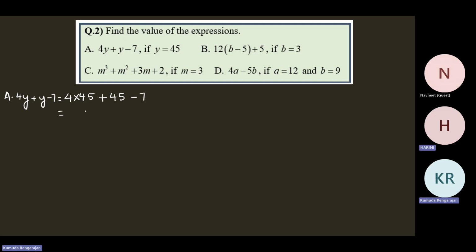So what is 4 into 45? Okay, I'll do it for you. 4 into 45 is 180. Then we should write the others as it is. Plus 45 minus 7. All right? Simplify this. Both of you simplify this and tell me the value. Ma'am, it is 218. Yes, ma'am. Okay.